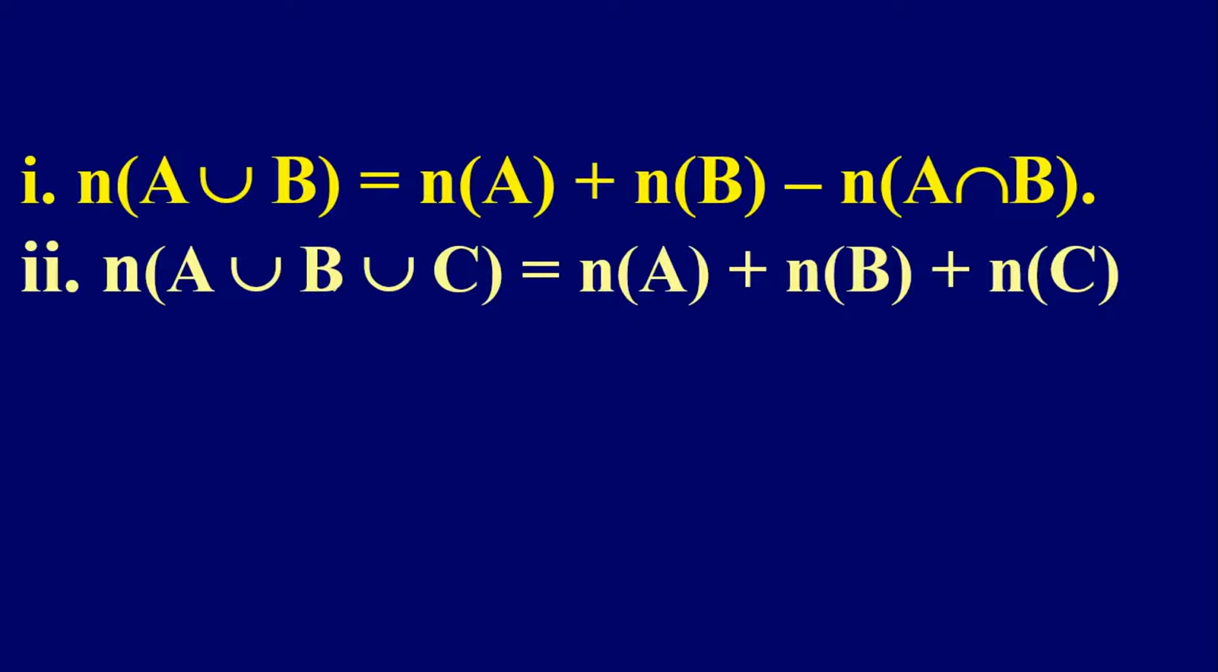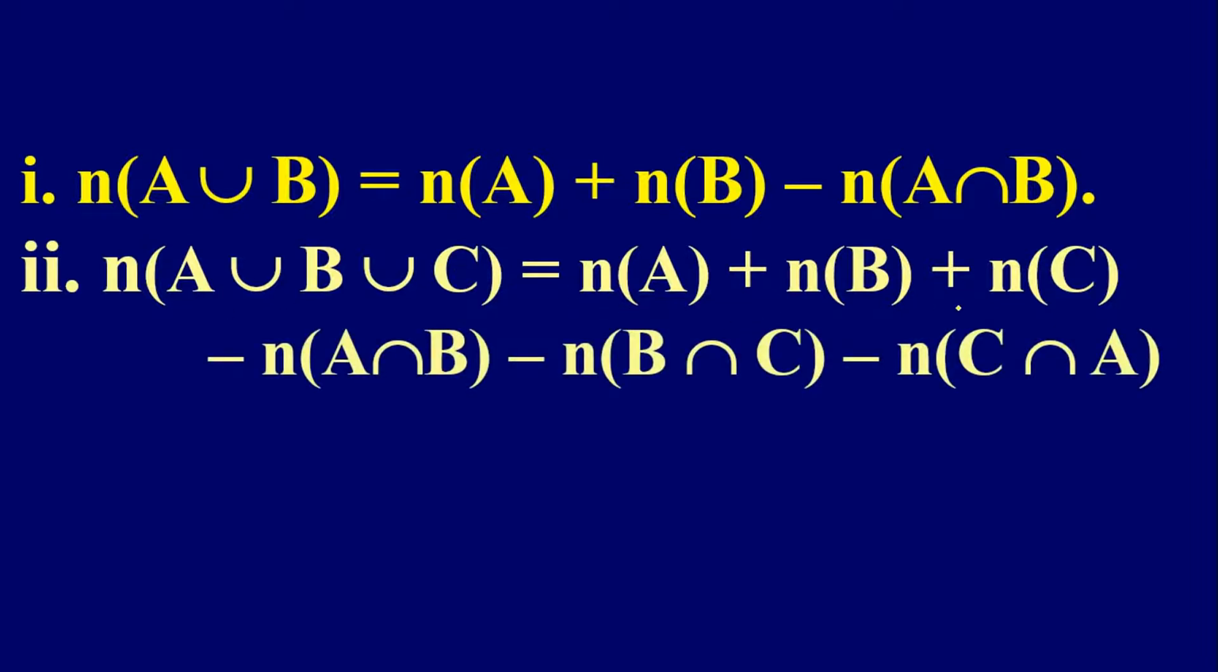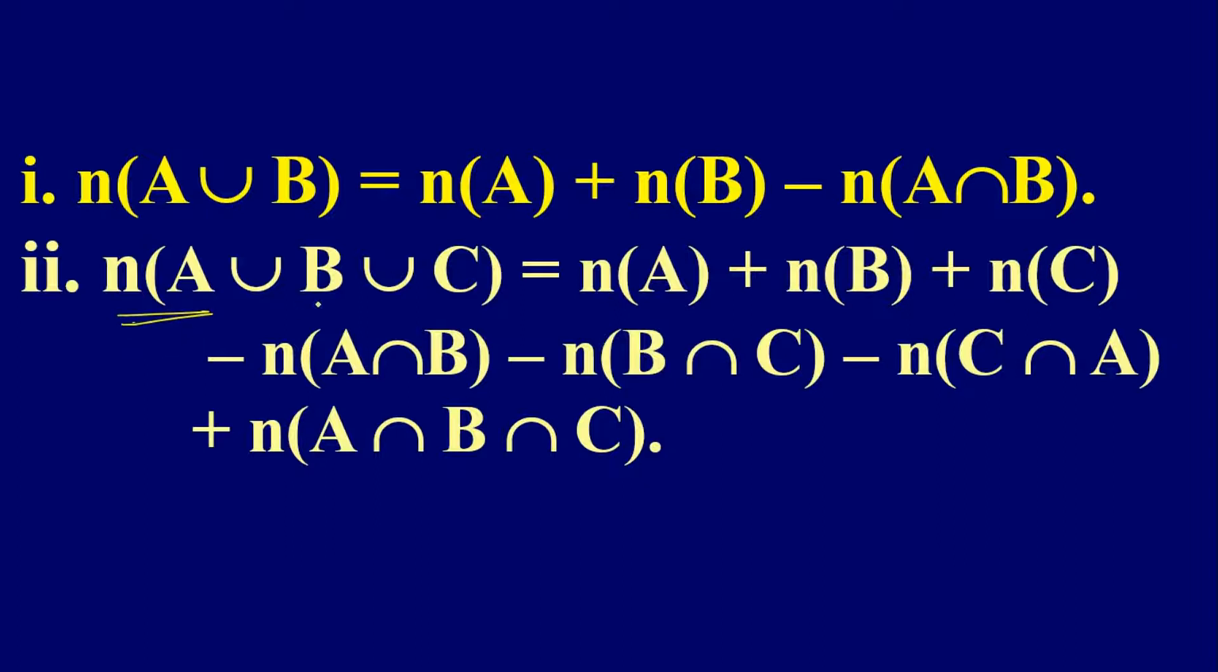Similarly, when three sets are given, n(A ∪ B ∪ C) = n(A) + n(B) + n(C) − n(A ∩ B) − n(B ∩ C) − n(C ∩ A) + n(A ∩ B ∩ C). So remember this, this is for three sets. But here it is plus n of A intersection B intersection C. So remember these two formulas, very important.